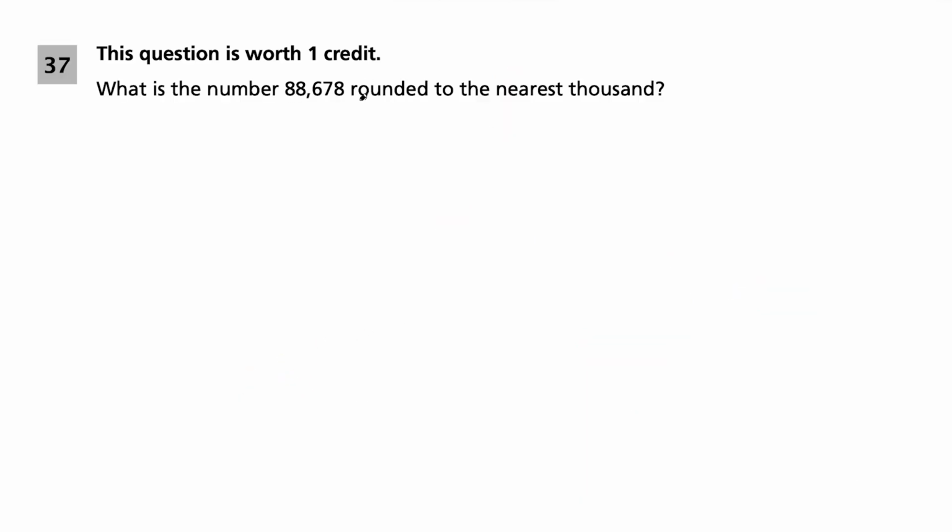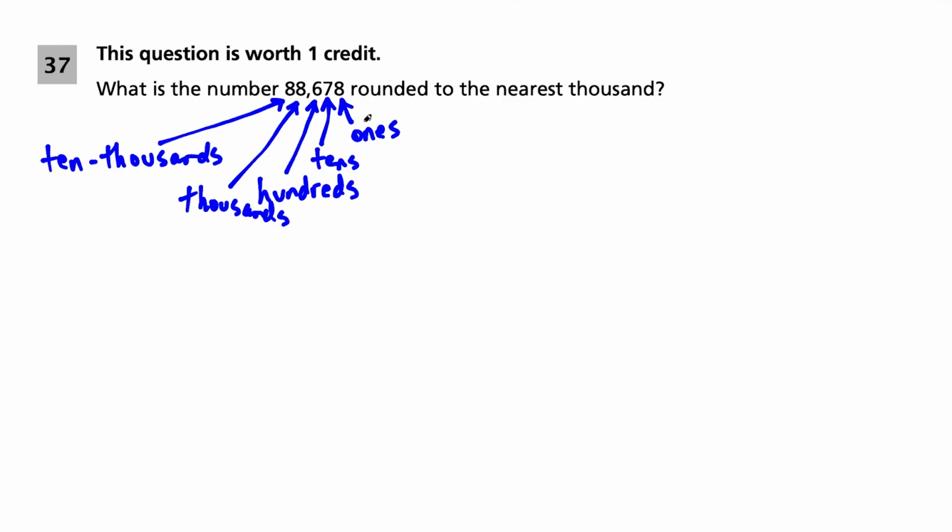Question 37: what is the number 88,678 rounded to the nearest thousand? For this question, we have to know the place values of each of these numbers. So we have the ones, the tens, the hundreds, the thousands, and the 10,000s place. This could continue on, but we're stopping the number here. And we want to round to the nearest thousand.